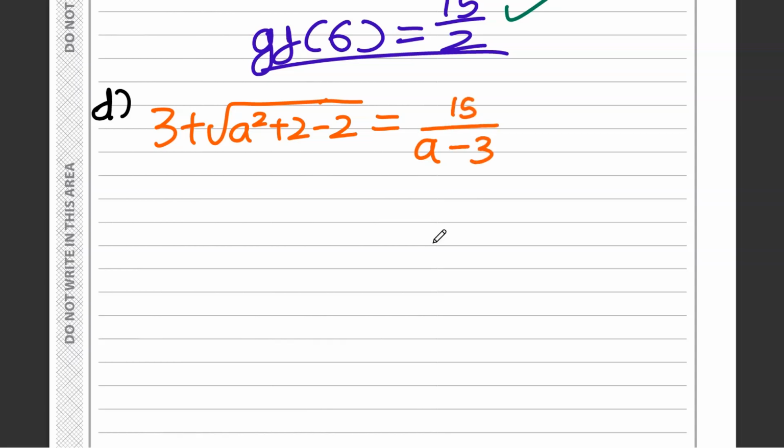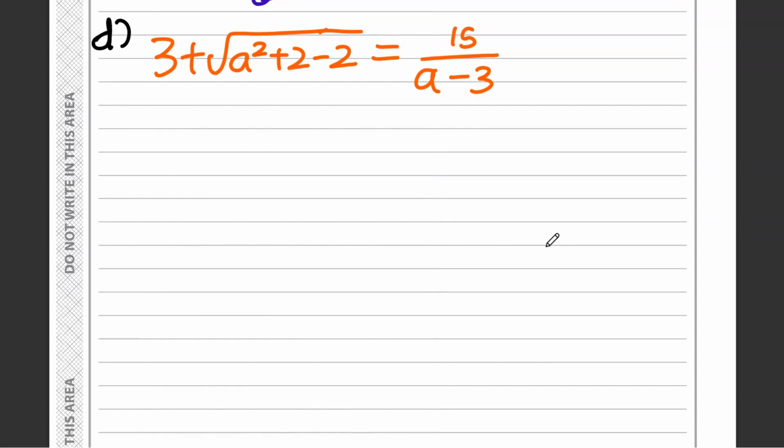We need to rearrange in order to find what a is. Okay, so firstly we have this plus 2 minus 2, and these two will cancel out to leave us with 3 plus the square root of a squared is equal to 15 over a minus 3.